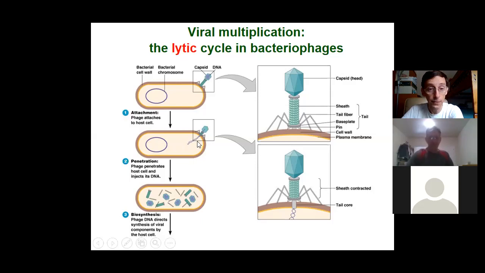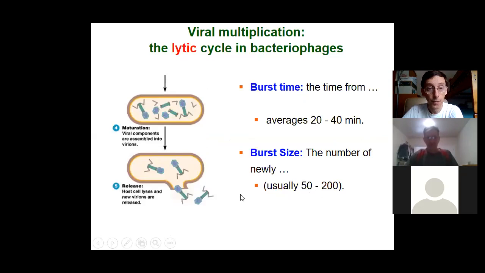And then the viral DNA is transcribed and translated, and that makes the proteins of the virus, and it's trying to show you the head proteins, the sheath proteins, and the tail fiber proteins. And then the new virions are assembled, meaning that the different proteins come together in the shape of the new virion.